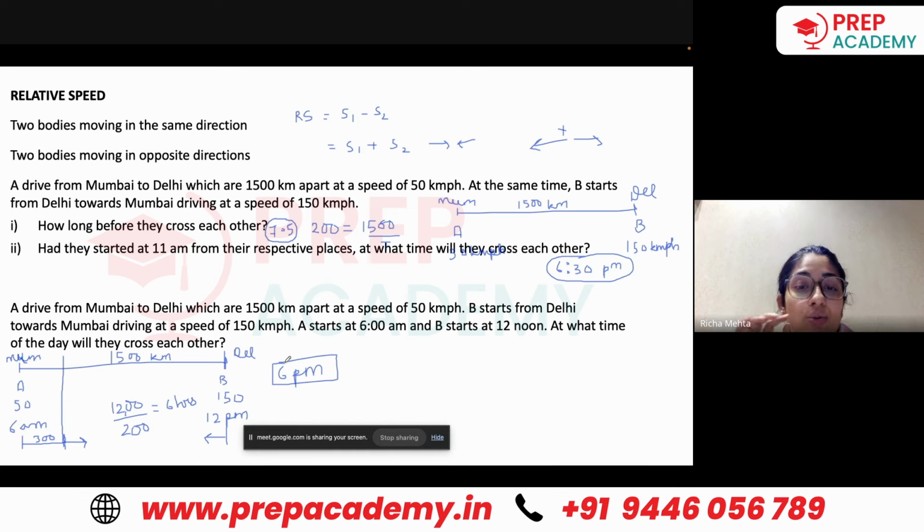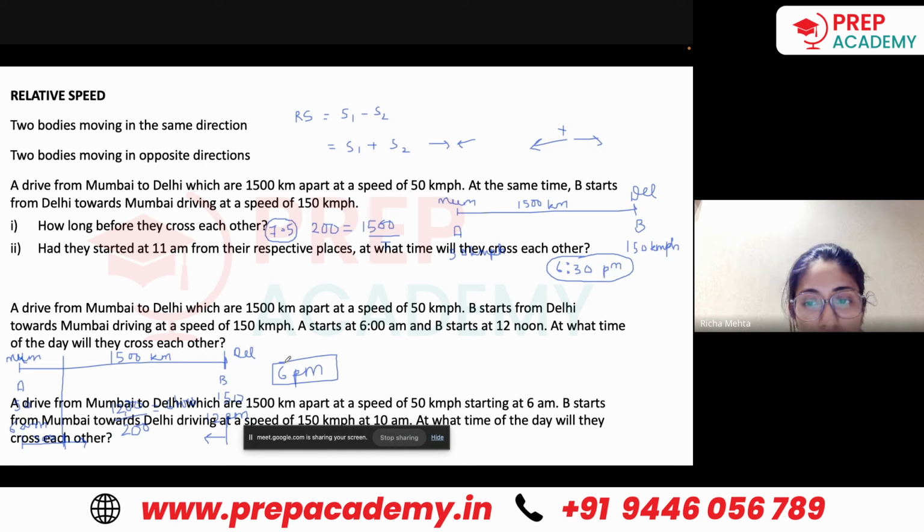Got it, ma'am. So again, I'm repeating: in relative speed, if one object has started moving before the other object, make that object move first, eliminate that much distance, and then apply the concept of relative speed.